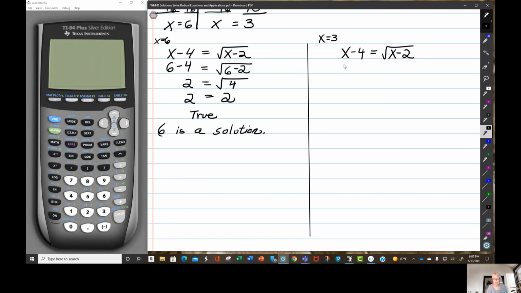Now let's come over here and check. X equals 3. 3 minus 4 equals the square root of 3 minus 2. 3 minus 4 is negative 1, equals the square root of 3 minus 2, which is positive 1, and the square root of positive 1 is 1. So we have negative 1 equals positive 1, which is not true. In fact, it's false. They're two different numbers, which means x equals 3 is extraneous.